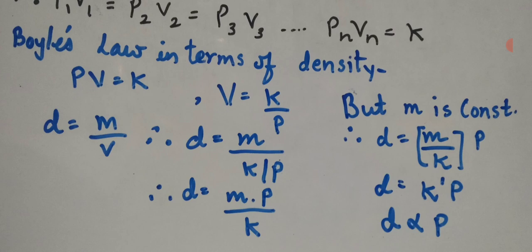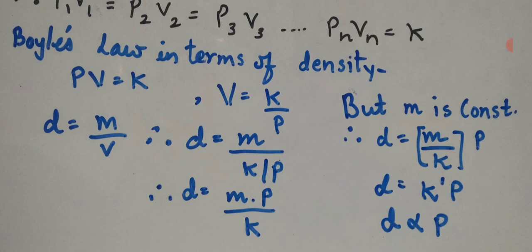But M is constant. आपण I told you Boyle's law मध्ये, if you rewind the video and see it back, फिक्स्ड मास या वर्डला अंडरलाईन केलं आहे. What is the meaning? Mass is fixed म्हणजे mass is constant. So D is equal to M. M is constant here. M upon K into P. Now I have taken this M upon K in one bracket because K is constant and M is also constant. So M upon K into P, I will call M upon K constant आहे.